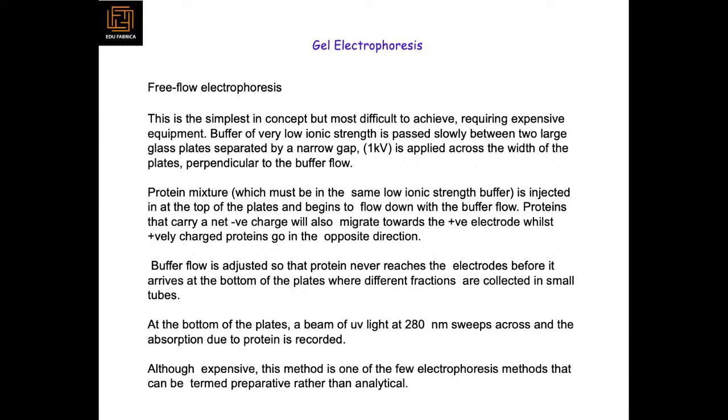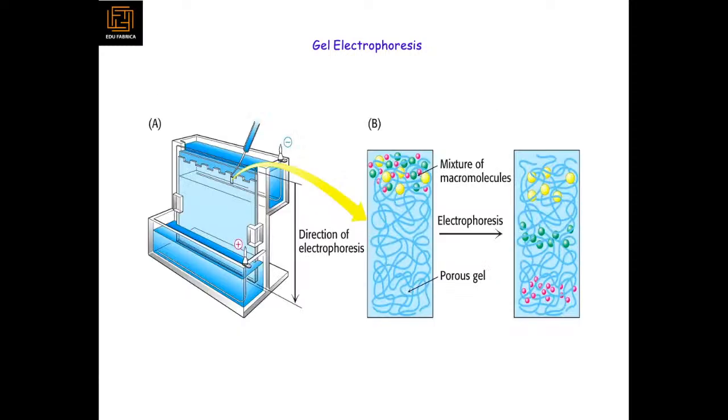At the bottom of the plates, a beam of UV light at 280 nanometers measures the absorption due to the protein. This is the simplest case of gel electrophoresis. You put your sample in, as in figure A, and it will migrate according to size. The smallest will go at the bottom, the middle size will be in between, and the yellow will be at the top.